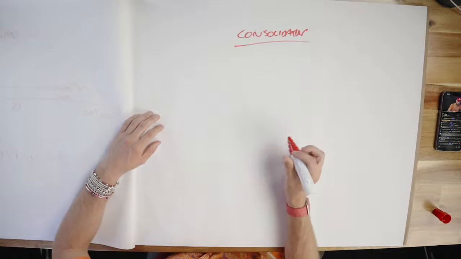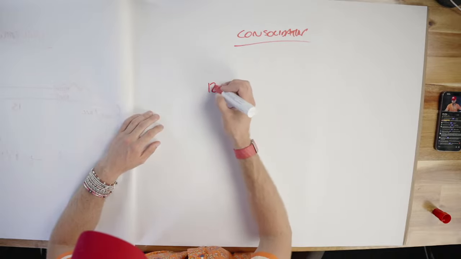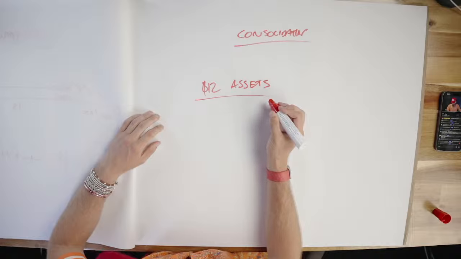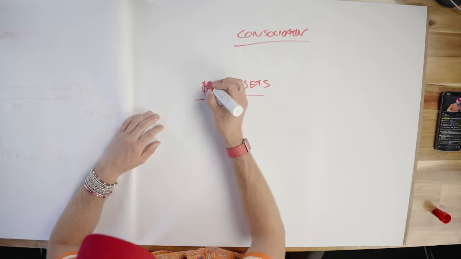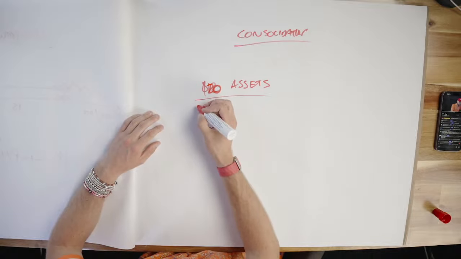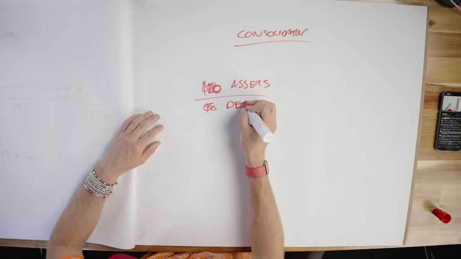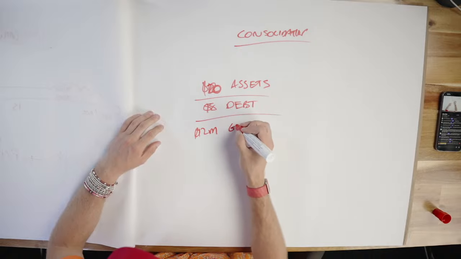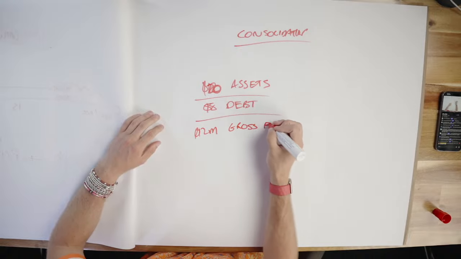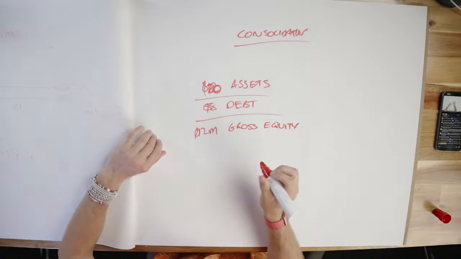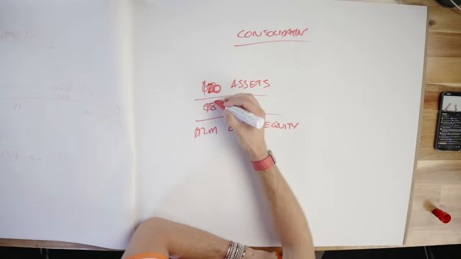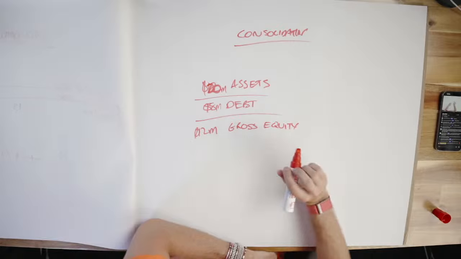Okay, now, let me run you through why this is important. So I'm going to use the same example as before. 20 million in assets, 8 million in debt, and 12 million of gross equity. Now, the reason I say gross equity is because obviously when you sell, you're going to pay tax, you're going to pay selling fees and stuff like that. So we've got 20 million in assets, 8 million in debt, and 12 million in gross equity.